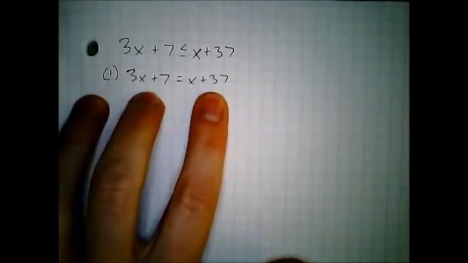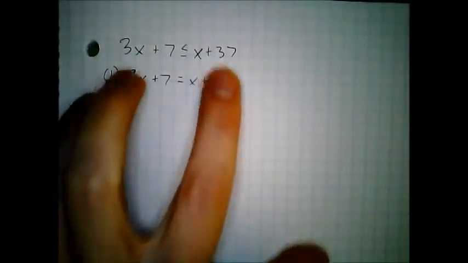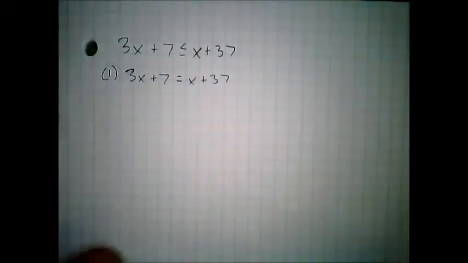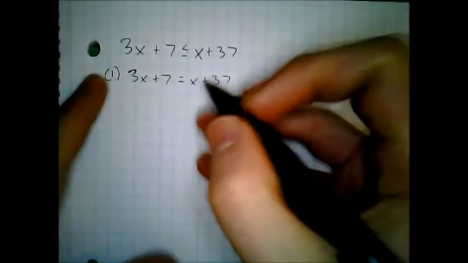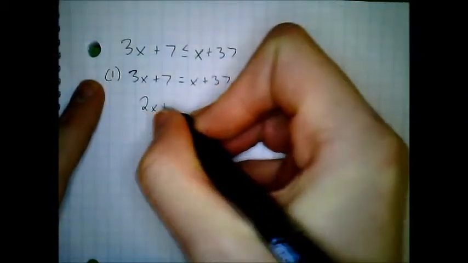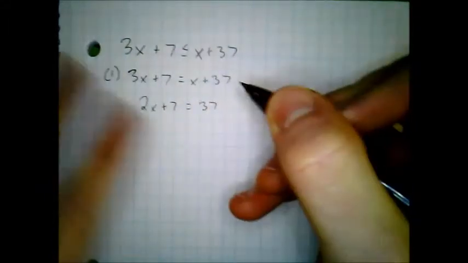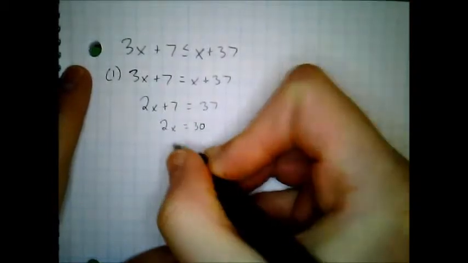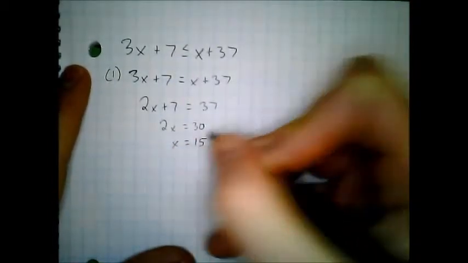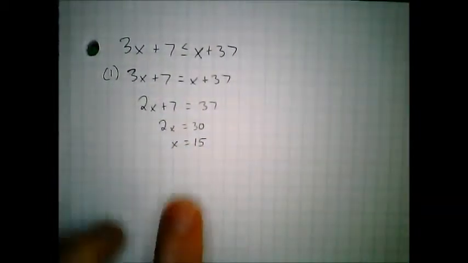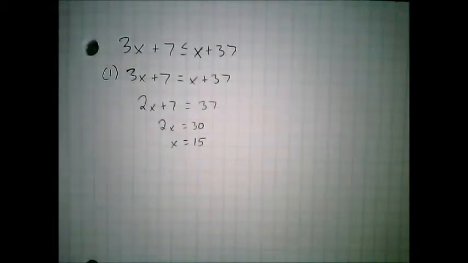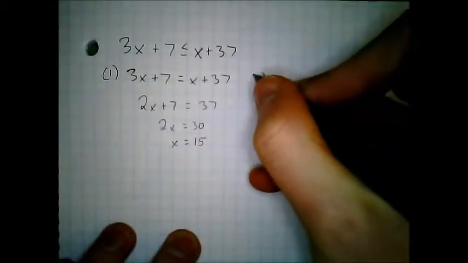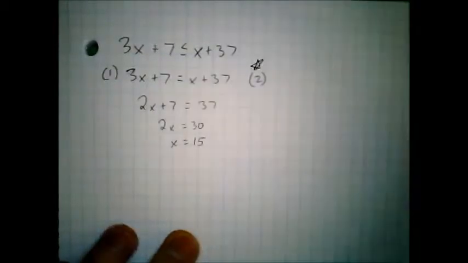So our step 1 is we want to figure out when the left expression will equal the right expression. When will these two people have the same amount of money? I'm going to subtract x from both sides, and I get 2x plus 7 equals 37. I subtract 7 from both sides, and I get 2x equals 30. I divide by 2, and I get x equals 15. So after 15 weeks, they have the same amount of money.